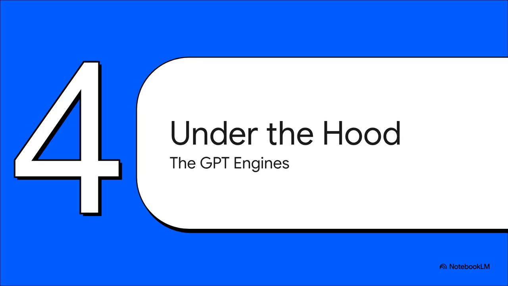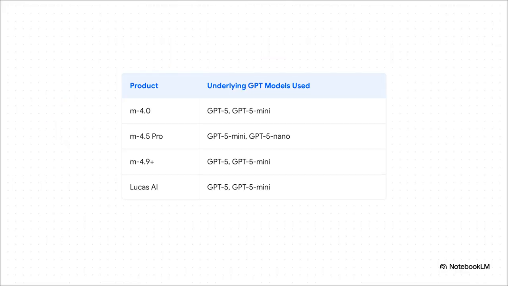So we know they're supposed to feel different, and some are faster than others. But why? What's actually making that happen? For that, we've got to pop the hood and take a peek at the specific GPT engines from OpenAI that are powering each one. And when we look at the engines, we find another layer to the story. It's pretty interesting. You can see that M4.0, the speed-focused M4.9 Plus, and even the conversational Lucas AI, they're all running on the same exact combination, GPT-5 and GPT-5 Mini.